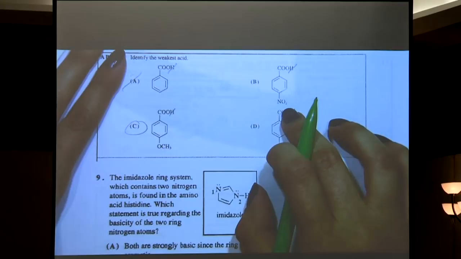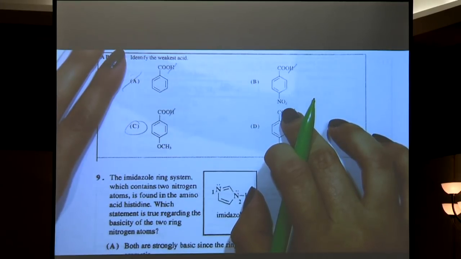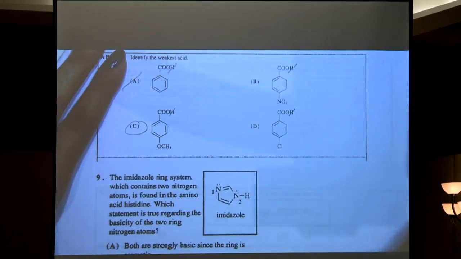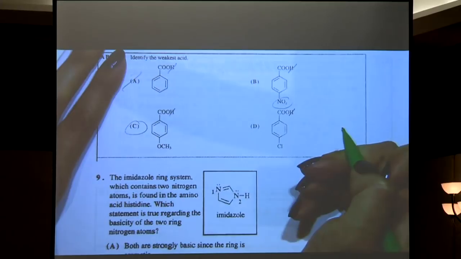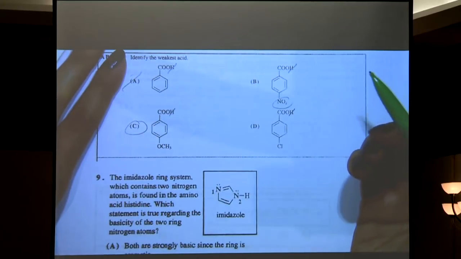So it has nitros. What else would be electron withdrawing from what you guys remember in class? Stuff like carboxylic acid, anything with a carbonyl carbon should be withdrawing. So we don't have any of those right here. We do have a nitro though, and that's withdrawing. That's one of the most withdrawing ones actually.